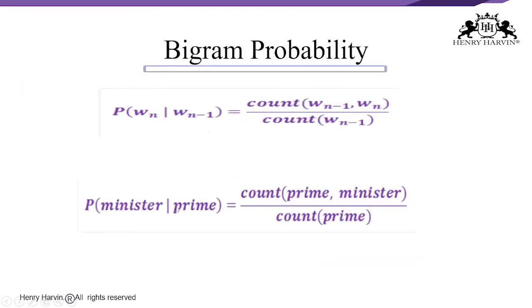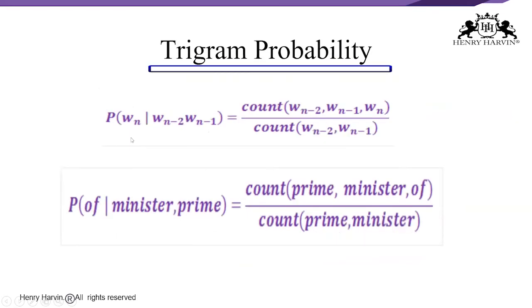So simple, right? The probability of Wn given Wn minus 1 is equal to count of Wn minus 1, Wn divided by count of Wn minus 1. For example, the probability of minister given prime is equal to count of prime, minister divided by count of prime, right? That is the bigram probability.